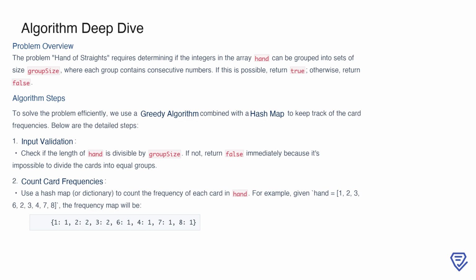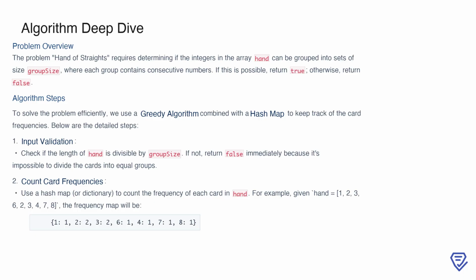The solution begins with input validation. Here, we check if the total number of cards in the array is divisible by the group size. If it isn't, it's impossible to divide them into equal groups, and we can return false immediately. Next, we count the frequency of each card using a hash map.